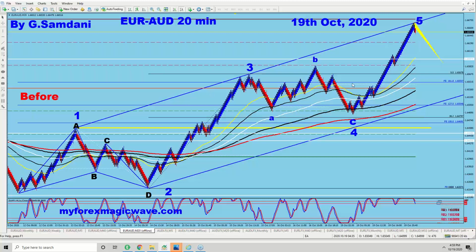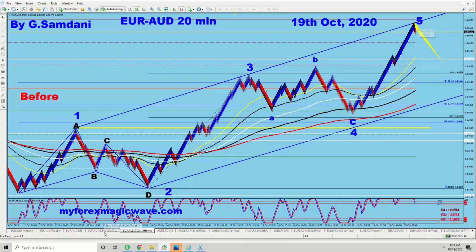It's a perfect count, a very beautiful count. It's just that I didn't see this flat expanded correction. Okay, this is the expanded flat here, very classic, very beautiful actually. ABC: it's a little bit above 3, and this is a little bit below A. Perfect by-the-book expanded flat, and after that it went straight up to wave 5.